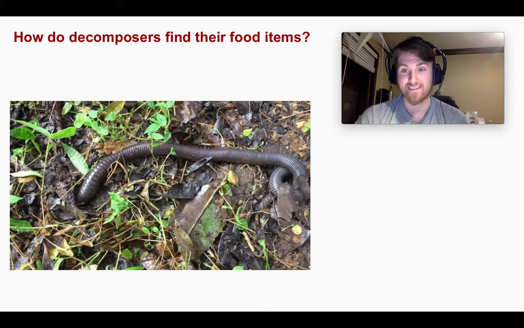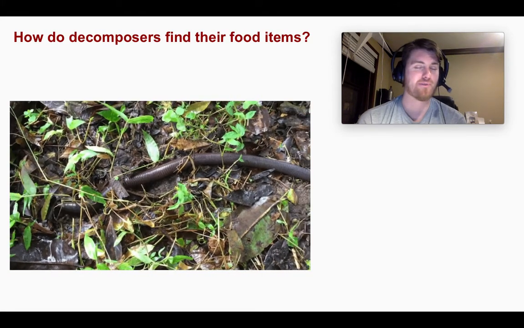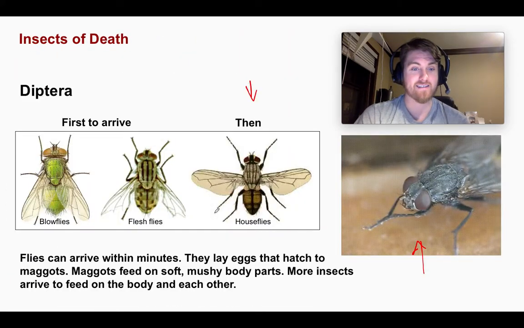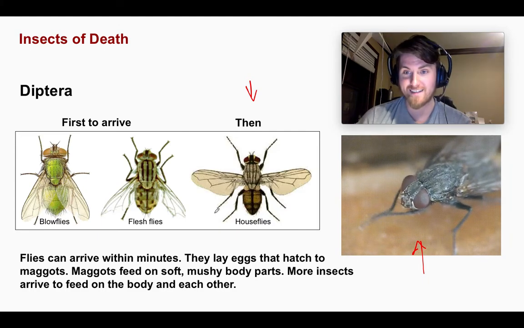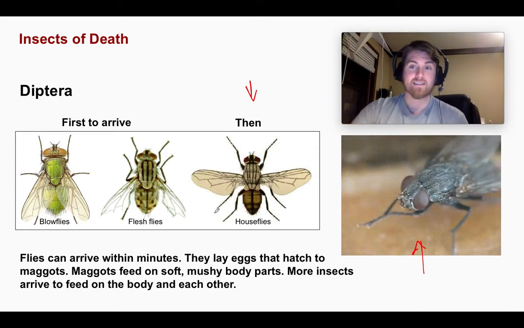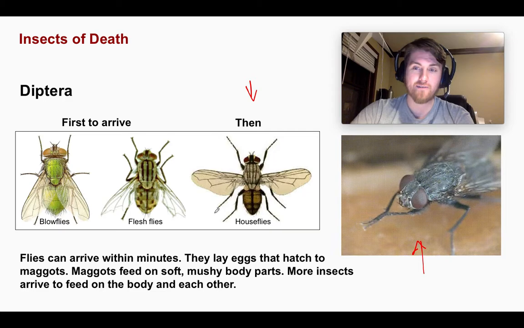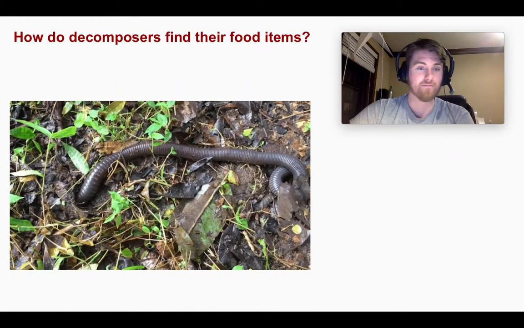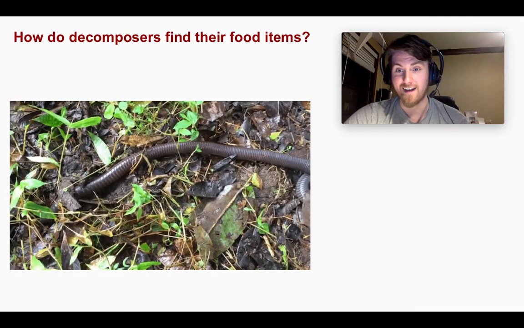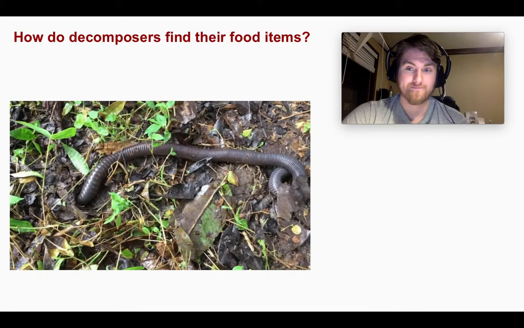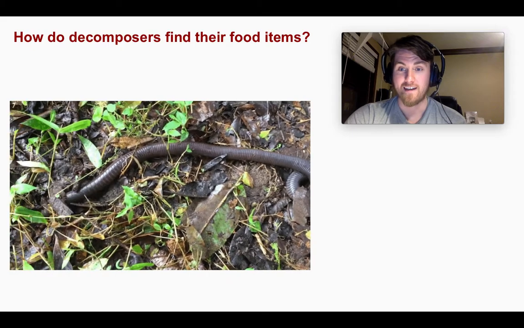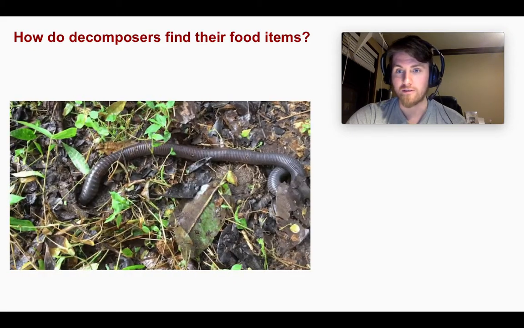Now, one of the things I'm going to talk about is how in the world decomposers find their food. That's number one. Obviously, if flies arrive within minutes, then these flies have to have some way to get there. But the problem is, if they arrive within minutes, how in the world do they get there? So why in the world do I have this giant earthworm photo pictured here on this slide? You have to start thinking, does a giant earthworm have eyes? Does it have ears? Does it have sonar like a shark or a dolphin?